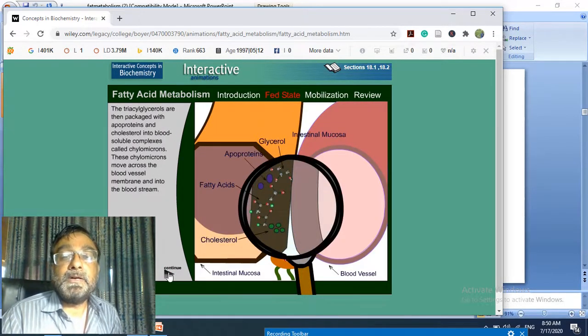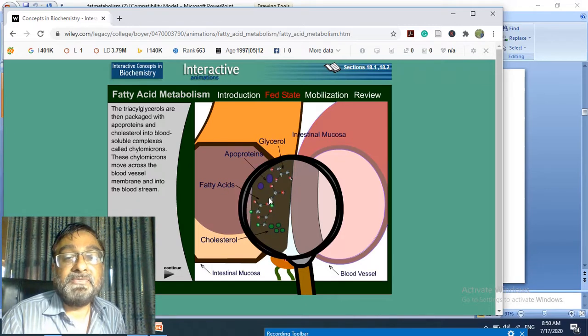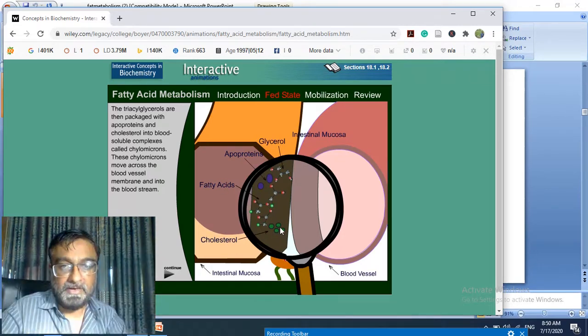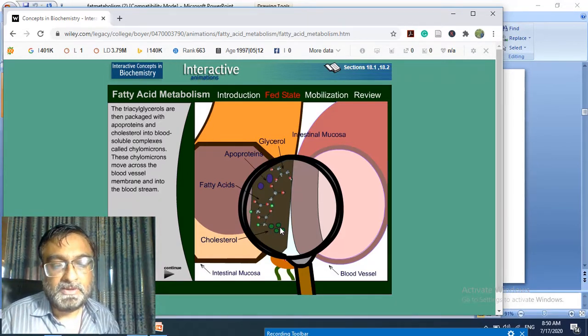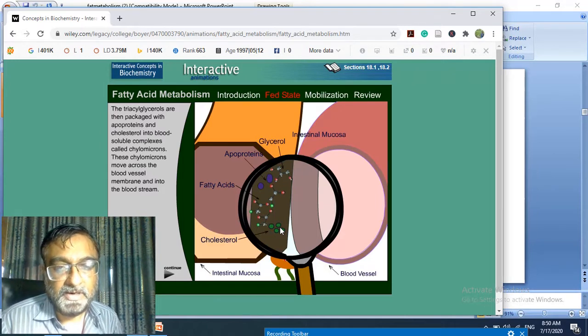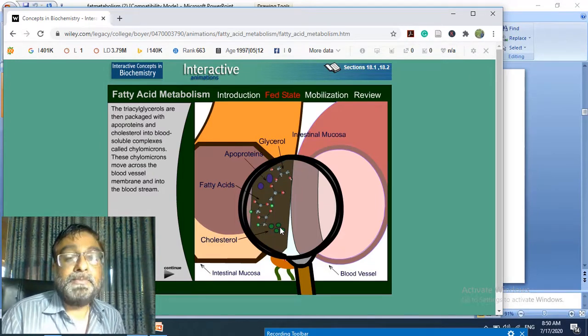So look, you can see here there are several things. Glycerol is separated, apoprotein is here, fatty acids are separated, cholesterol is here. So all of that will be enveloped into the chylomicron form so that it can be transported into the bloodstream.